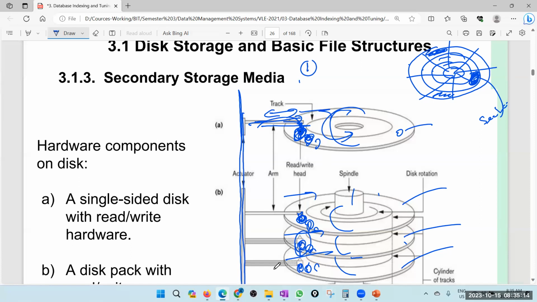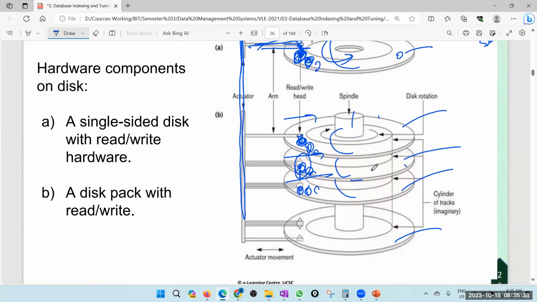Therefore there are three components: the time taken for this arm to move, the time taken for the rotation, and the transfer time. So that is your total time of accessing a particular record. Of course there can be subsequent rotations and subsequent arm movements if it is looking at the next location, and so on.